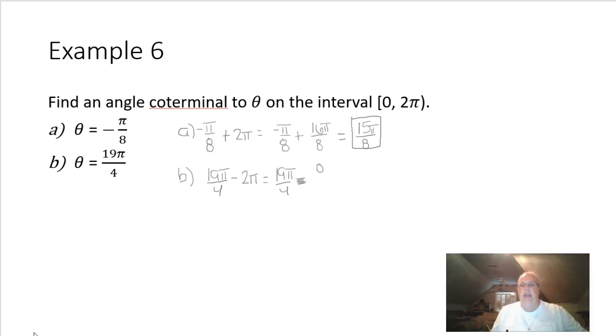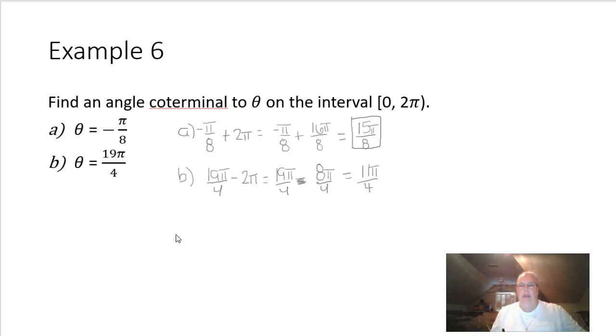2 pi is the same thing as 8 pi divided by 4, because 4 can go into 8 2 times. And then we subtract the numerators. 19 minus 8 gives me 11 pi. And then in the denominator, we don't change that. That's going to be a 4.